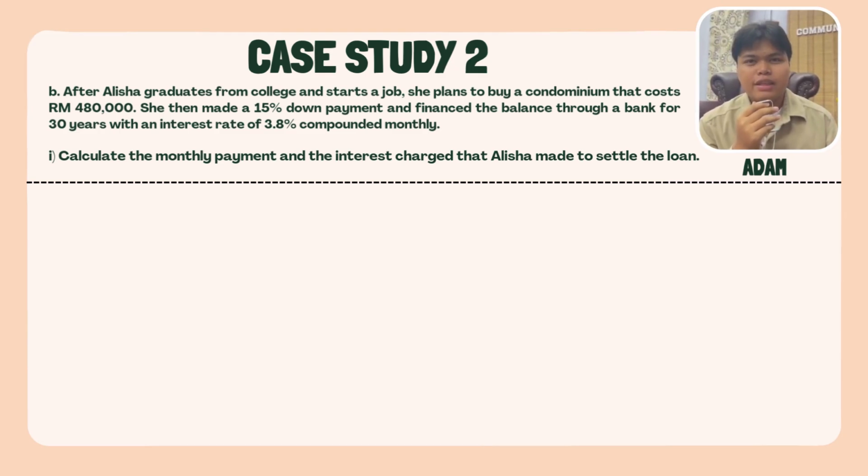Then she made a 15% down payment and financed the balance through a bank for 30 years with an interest rate of 3.8% compounded monthly. For question 1, calculate the monthly payment and the interest charge that Alisha paid to settle the loan.